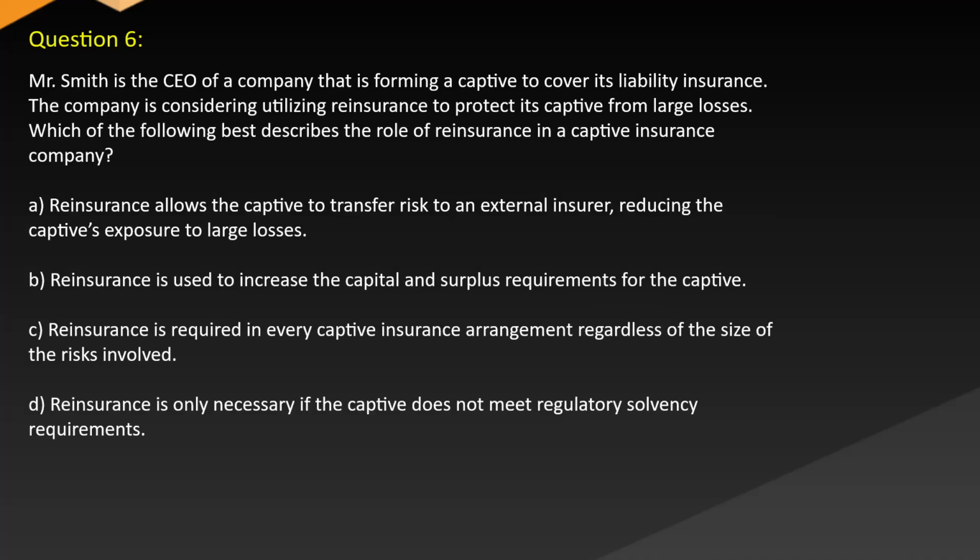Question 6. Mr. Smith is the CEO of a company that is forming a captive to cover its liability insurance. The company is considering utilizing reinsurance to protect its captive from large losses. Which of the following best describes the role of reinsurance in a captive insurance company? A. Reinsurance allows the captive to transfer risk to an external insurer, reducing the captive's exposure to large losses. B. Reinsurance is used to increase the capital and surplus requirements for the captive. C. Reinsurance is required in every captive insurance arrangement regardless of the size of the risks involved. D. Reinsurance is only necessary if the captive does not meet regulatory solvency requirements.